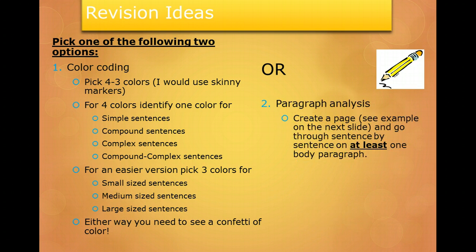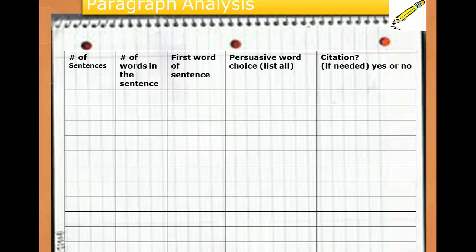The other choice would be to do a paragraph analysis, which we've done before. I've got a page on the next slide that you can copy down on a piece of notebook paper and go through at least one body paragraph, sentence by sentence, doing the paragraph analysis. So here's what the page looks like. Take a piece of notebook paper. You're going to make some columns here. I've got 5 columns. You're going to do rows, as many rows as you have sentences.